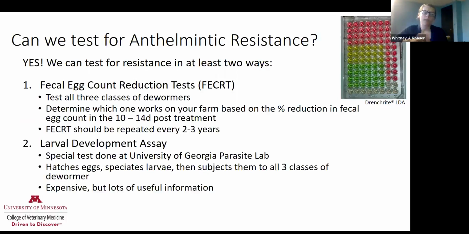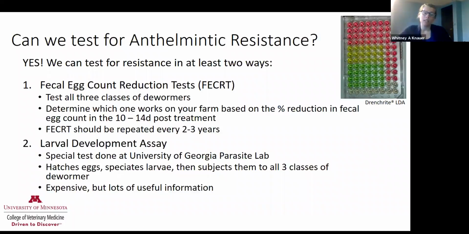And then there's the fancy larval development assay. That's where we take a representative sample from your herd or flock. We send it to Georgia. They actually hatch the worms, they speciate them, and then they put them in little vials and subject them to different dewormers and determine at what dose the worms or the larvae die.